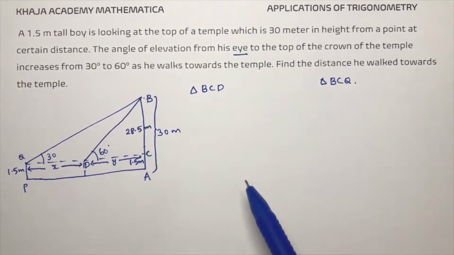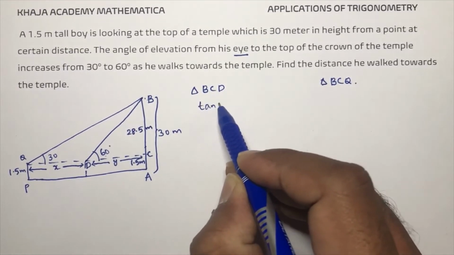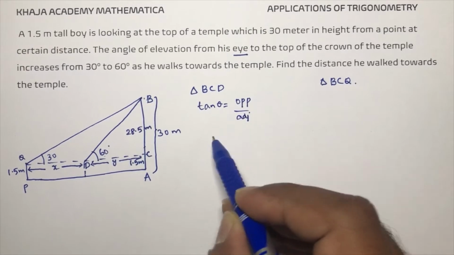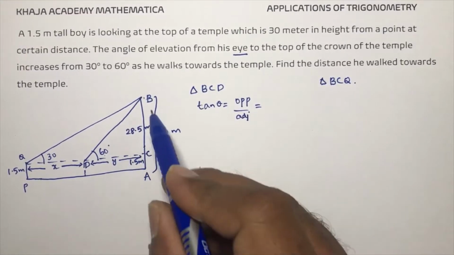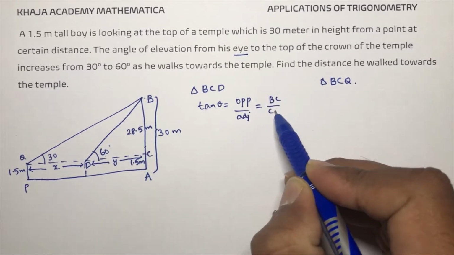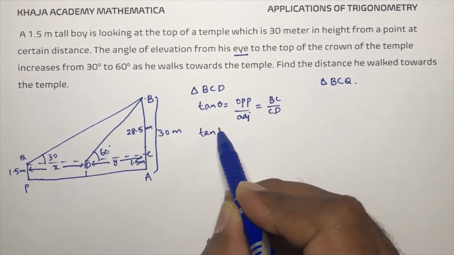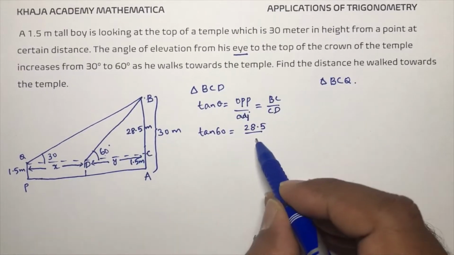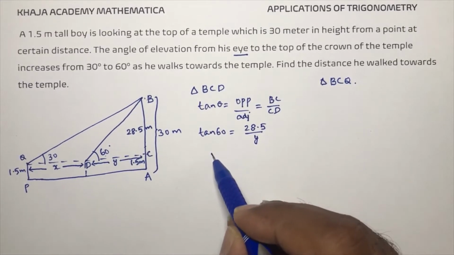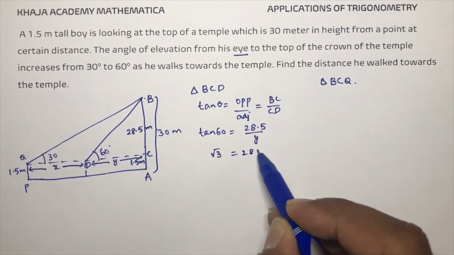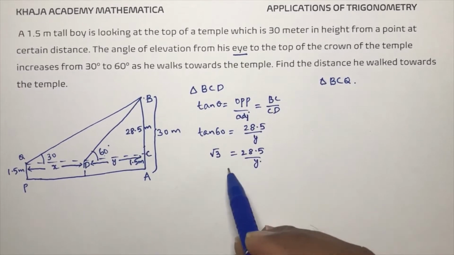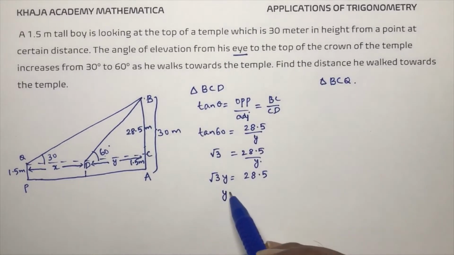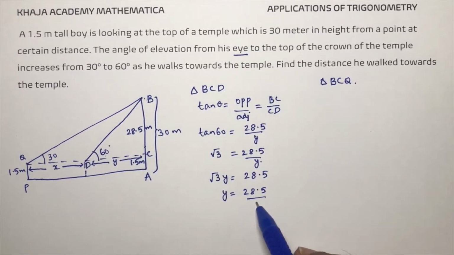BC will be like 28.5. Now tan theta is opposite by adjacent. So here opposite is BC, adjacent is CD. So tan 60 is 28.5 by adjacent, which is y. Tan 60 value is root 3, so root 3 is 28.5 by y. If you cross multiply, root 3 y equals 28.5. So y equals 28.5 by root 3.